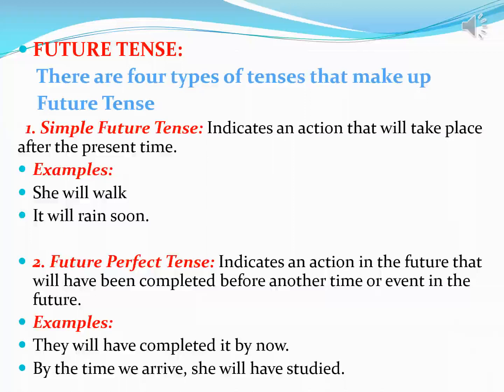Second we have future perfect tense, and this indicates an action in the future that will have been completed after another time or event in the future. For example, they will have completed it by now, or by the time we arrive, she will have studied. So this particular tense, that is future perfect tense, indicates an action in the future that will have been completed before another time or event in the future.